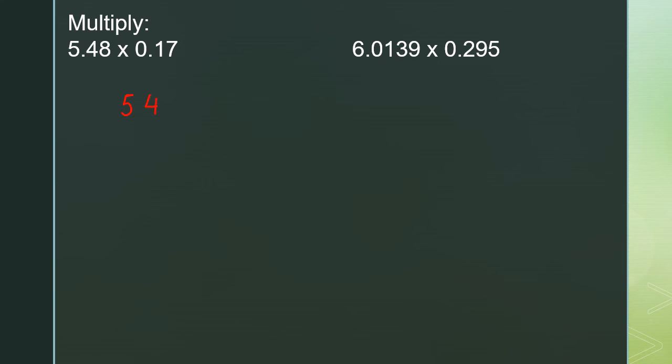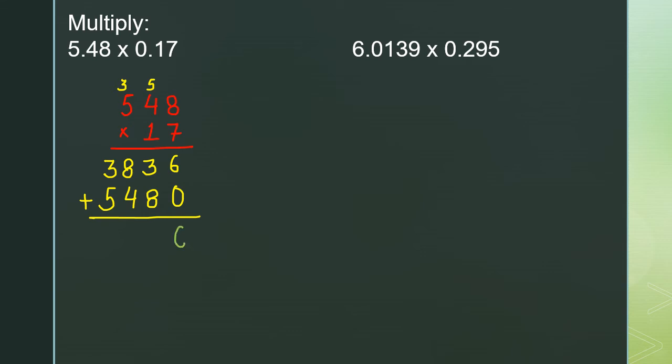So 548 multiplied by 17. 7 eights are 56. 5 will be carried. 7 fours are 28. 28 plus 5, 33. 3 will be carried. 7 fives are 35. 35 plus 3, 38. Now put 0 at one's place and multiply by 1. 8, 4 and 5. Now add them.